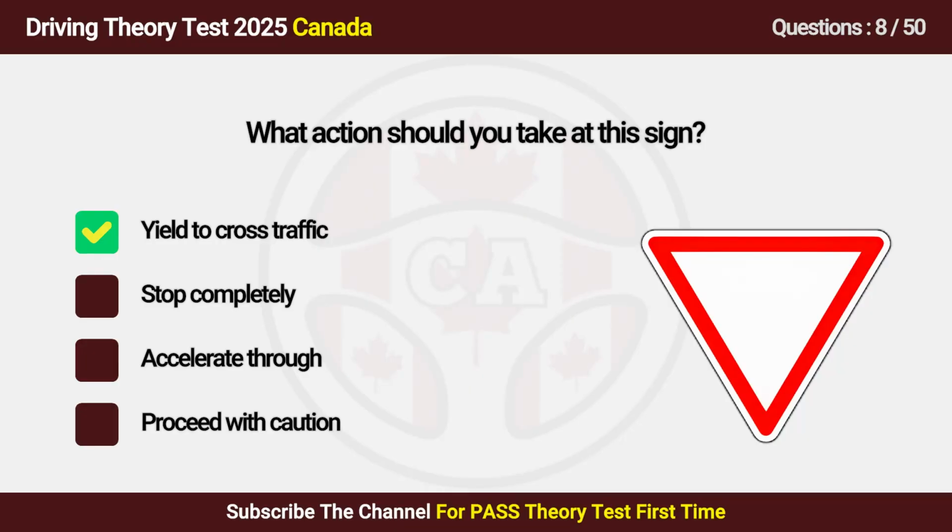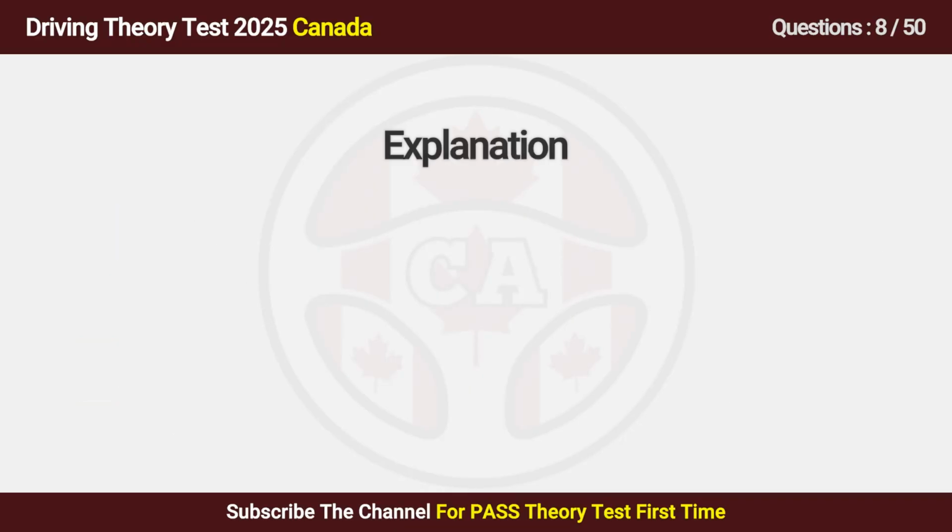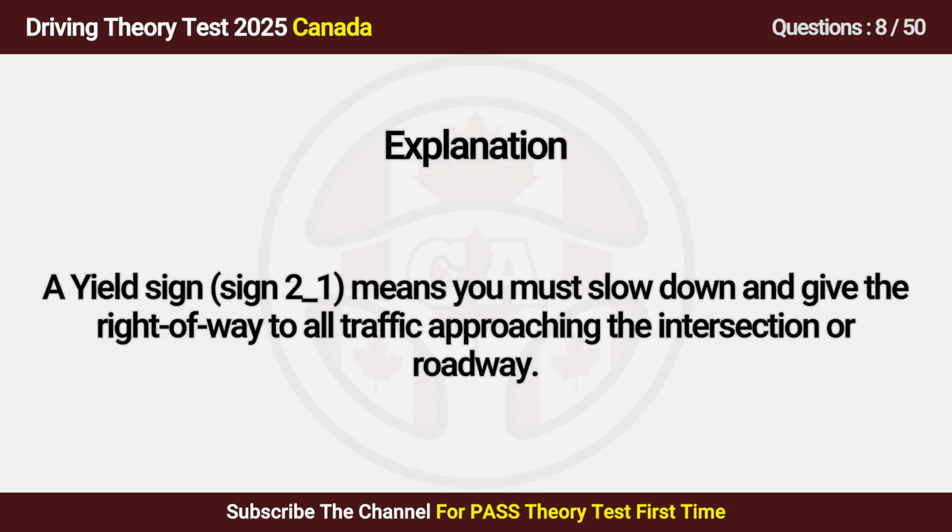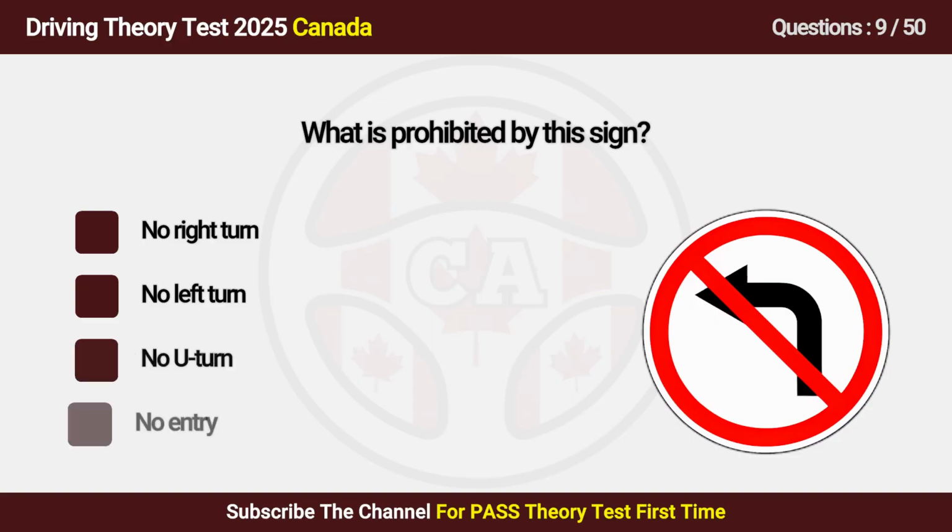Answer is A. Yield to cross traffic. A yield sign means you must slow down and give way to all traffic approaching the intersection or roadway. Question 9. What is prohibited by this sign?